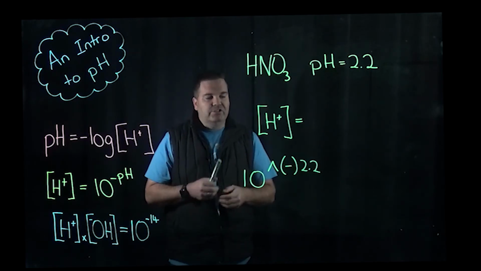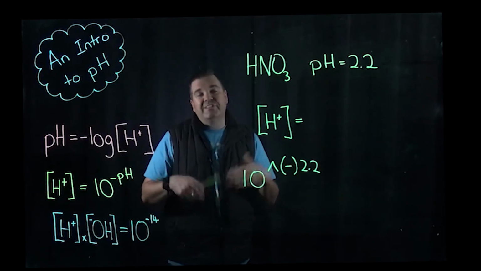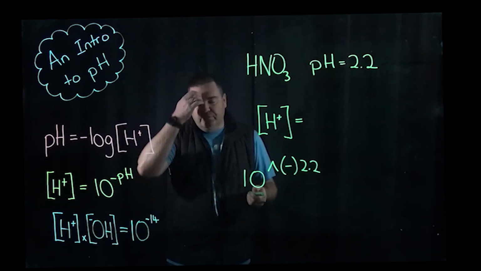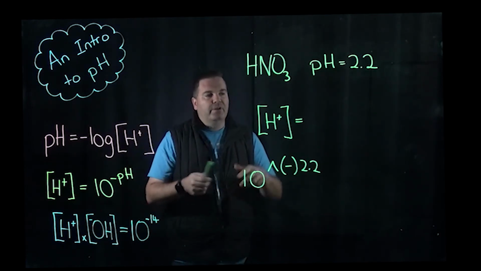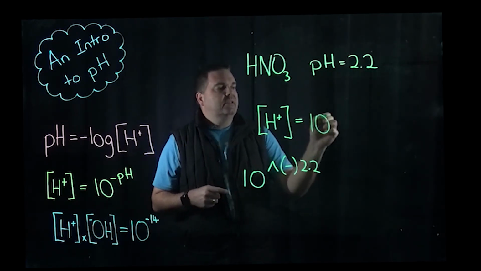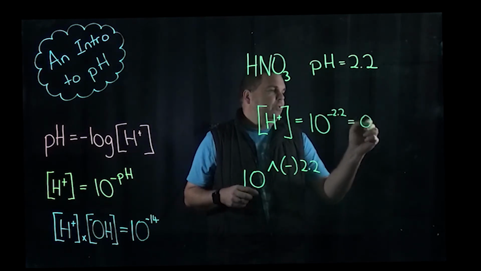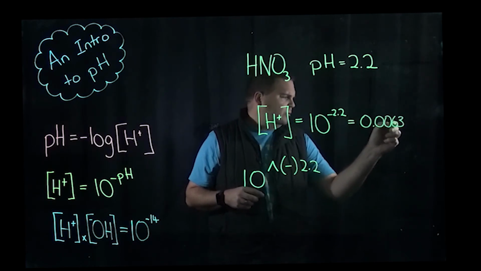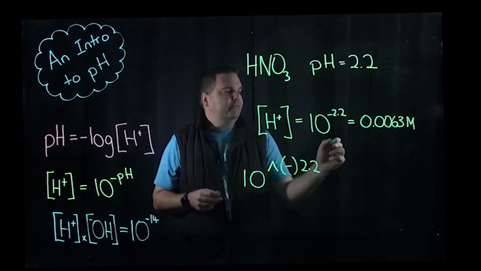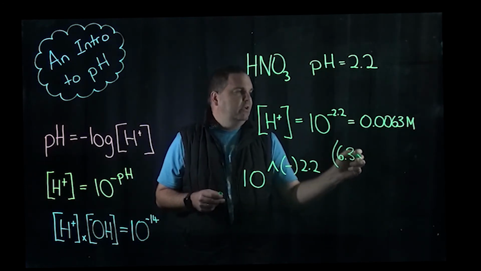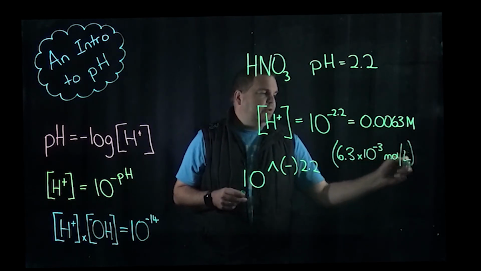Sometimes your calculator will actually have a 10 to the power of button as well. You just need to play with your calculator because there's so many different brands, I can't go through them all here, sorry. But if you do 10 to the negative 2.2, you end up with a value of 0.0063 molar. We must have the units in here. Another way of writing that in scientific notation would be 6.3 by 10 to the negative 3 moles per litre or molar. I'm just putting both units in there.